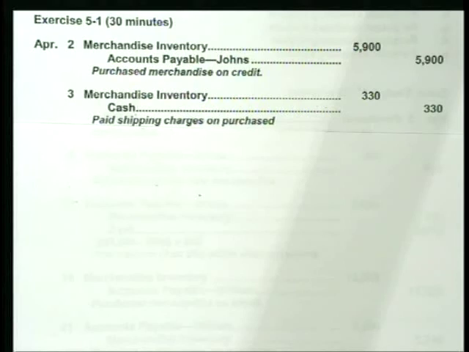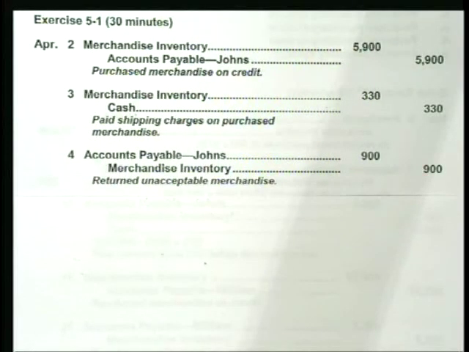The other thing you've got to probably recall is these shipping charges are probably to a separate shipping company, like FedEx or UPS or something. April 4th, returned to John's company unacceptable merchandise that had an invoice price of $900. So we decrease our payable and we decrease our merchandise inventory, don't we? Now, what is the amount that we owe John's at this point? $5,000. The $5,900 minus the $900. Good.